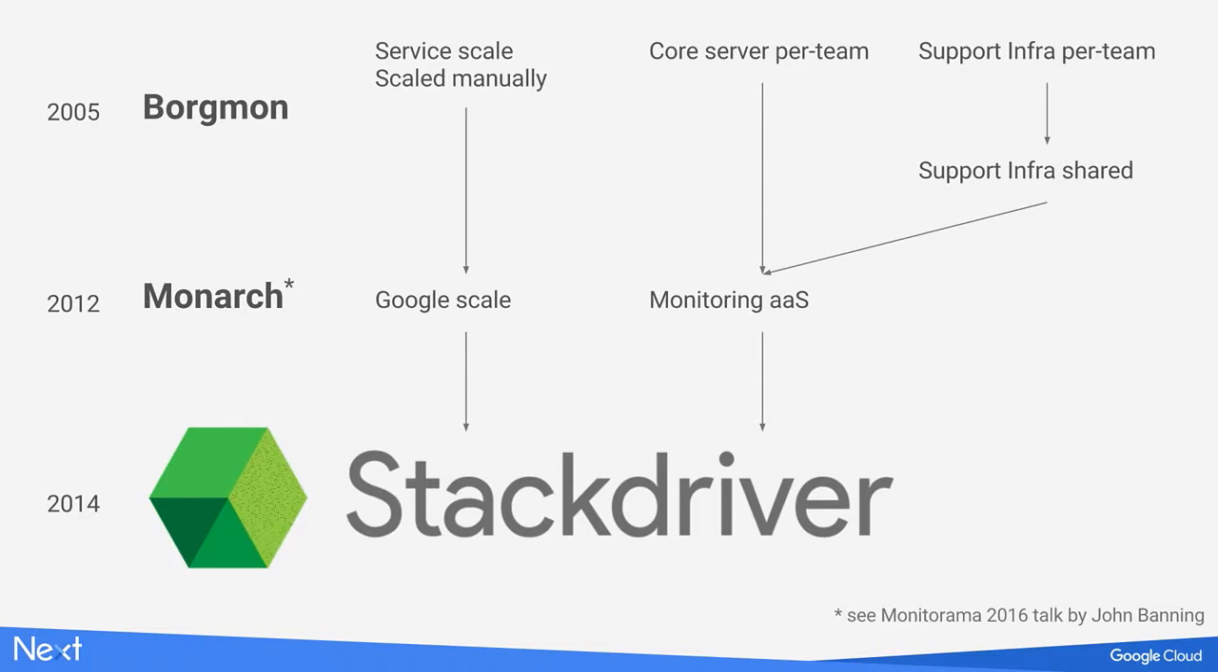And it has service scale, but you had to scale it manually. You had to arrange it in tiers and pass up aggregations towards the global tier. And there was already sort of a movement towards centralization. So you'd have some support infrastructure that initially was per team, but migrated to be run by what then became Production Monitoring SRE in about 2007 or so, that I'm now a part of.